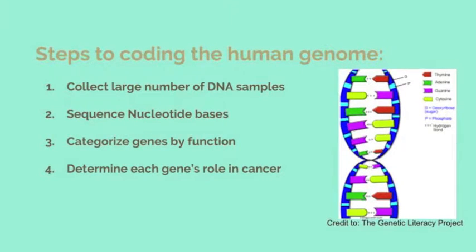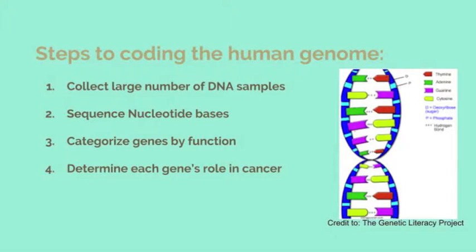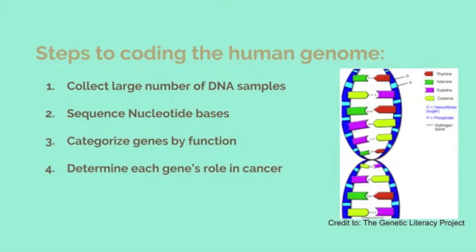By 2001, when they had only completed 90% of the genome, they'd already found 3 billion base pairs. However, they only found 30,000 genes, which is actually less than they had originally expected. Next, they must categorize the genes by function. And lastly, how this whole thing relates to cancer is they need to determine each gene's role in cancer.